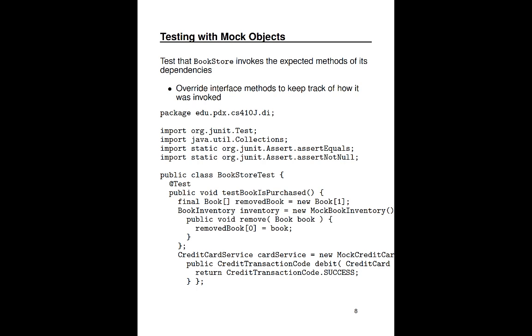So in order to keep track of what book is actually removed from the book inventory, we create an anonymous subclass of mock book inventory that overrides the remove method to basically store the book that was sent to it off in an array so that we can access it later. Furthermore, for this test, we want to make sure that when the debit method is invoked, it always returns success. Doesn't matter what credit card, doesn't matter what amount. For this test, all we're doing is making sure that the book is removed from the inventory. So our credit card service, we want to be pretty simple. Any transaction is successful.